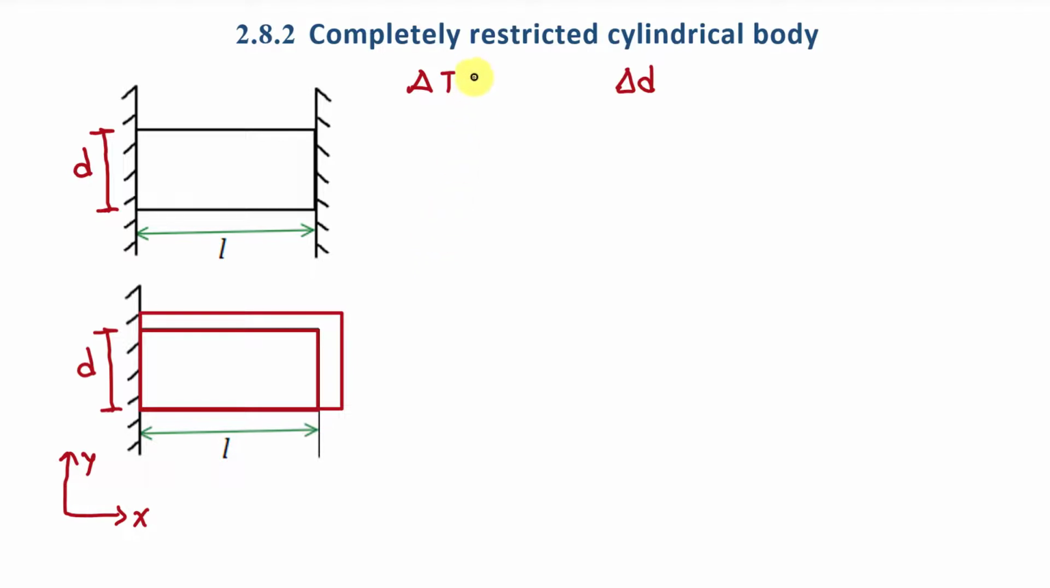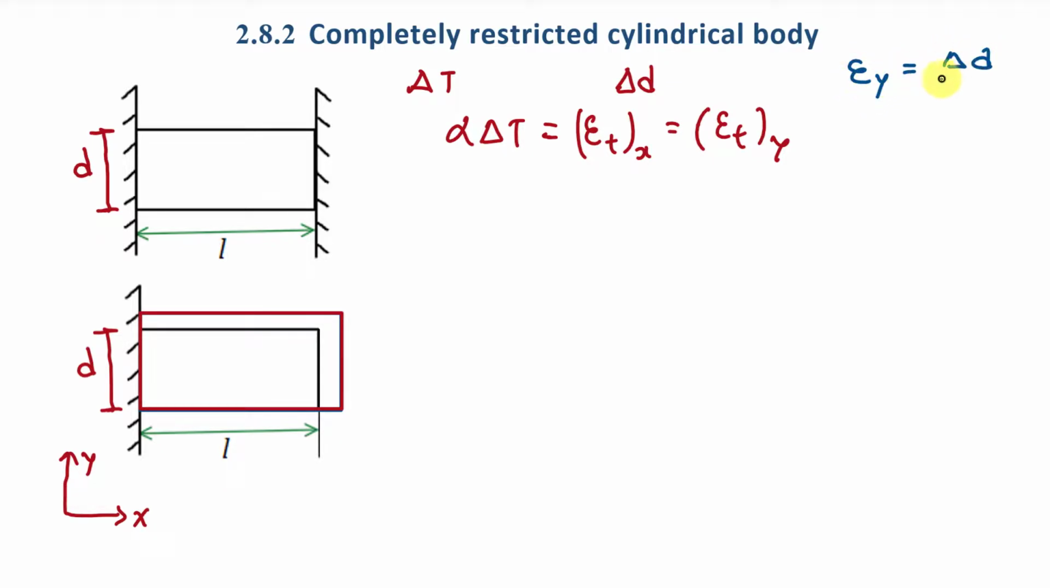Now we know that if we increase the temperature of this body by delta T, then the strain in both the X and Y directions will be alpha delta T, right? It will be epsilon T in X direction equal to epsilon T in Y direction, correct? Here the strain in Y direction is important for us, because if we have the value of strain in Y direction, then we can find out delta D, because strain in Y direction is equal to delta D divided by D. It is the change in diameter divided by the initial diameter D, right?